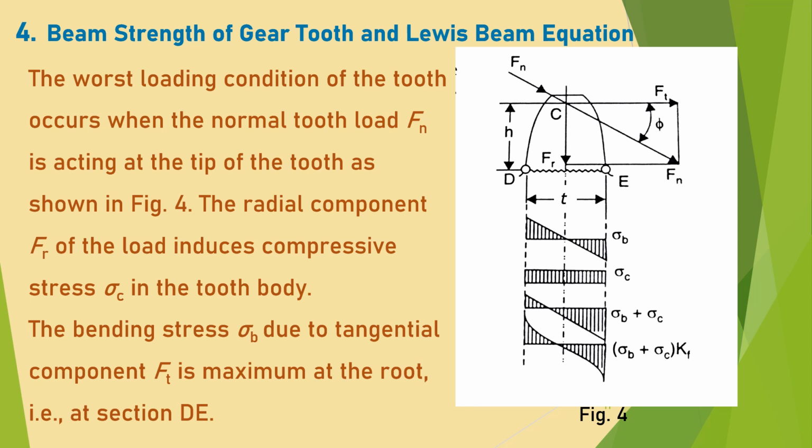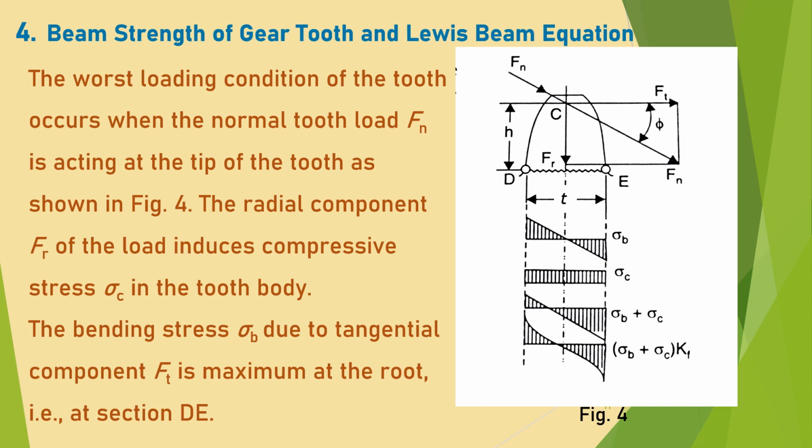The worst loading condition of the tooth occurs when the normal tooth load Fn acts at the tip of the tooth as shown in the figure. In the figure it can be seen that the line of action of the normal tooth load Fn has been extended to cut the central line of the tooth at point C. The components Ft and Fr can be assumed to be acting at point C.